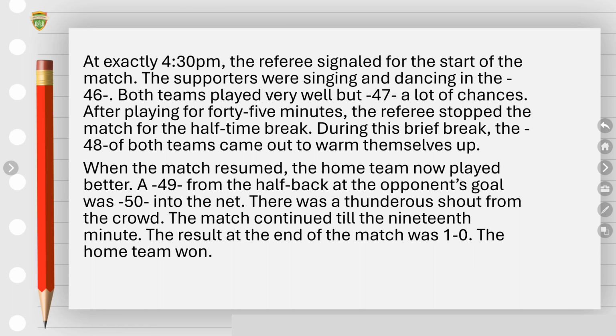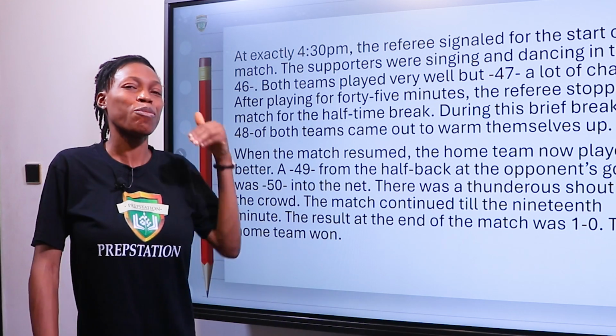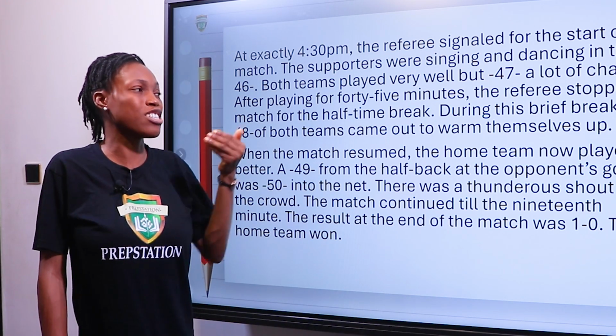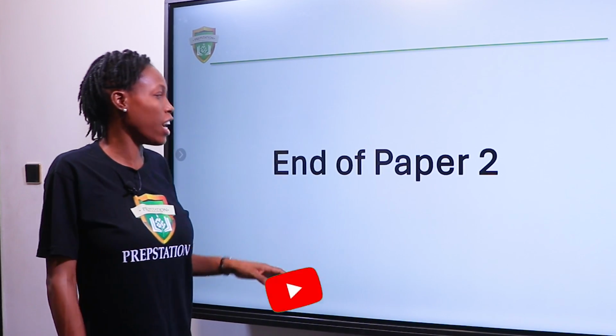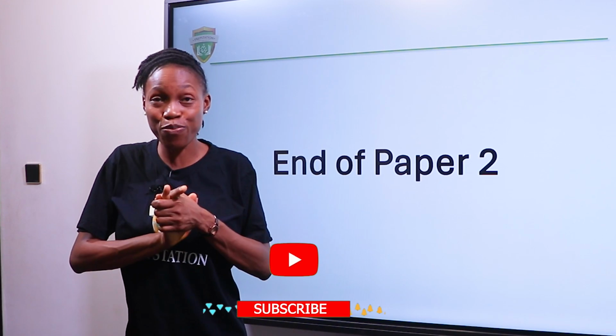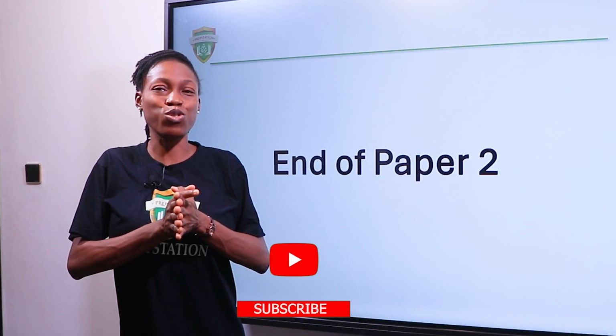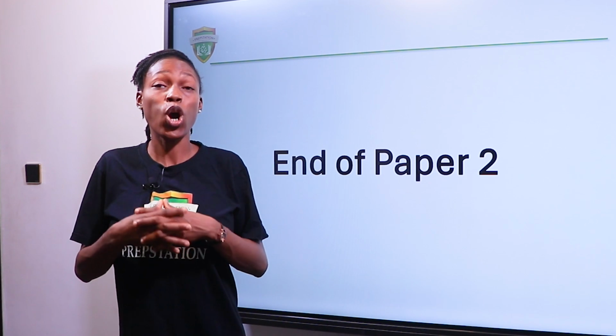The home team won. So this usually comes, you are given questions like this and you know it's in relation to sport. Your answer must be in line with the field of study. Take note, that's why they are registers. So we have come to the end of English paper 2, and then we would look at English paper 3, which is the test of orals.